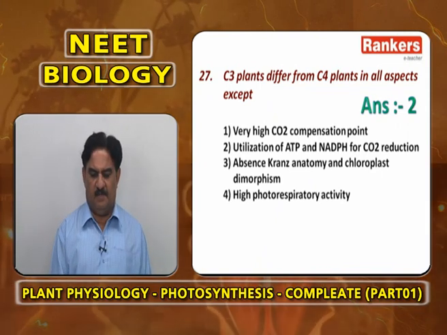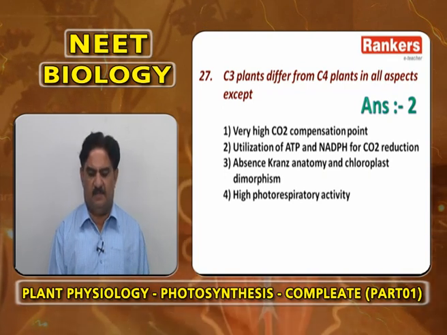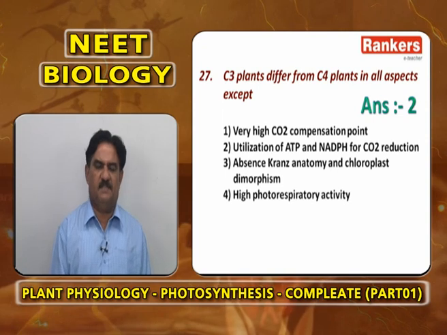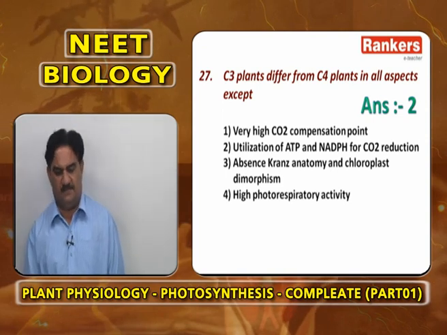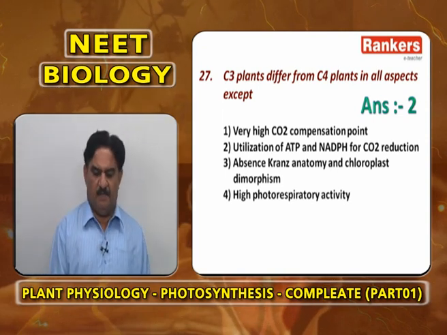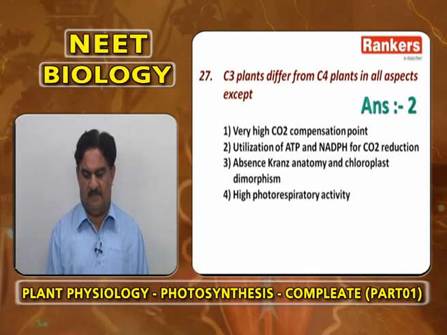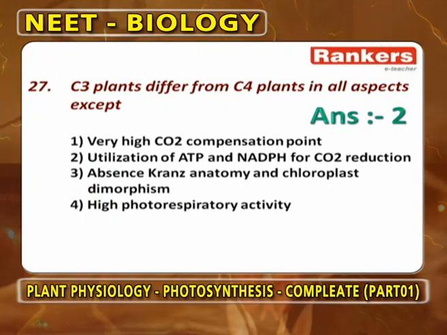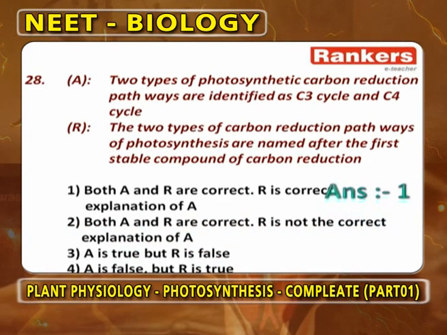Absence of Kranz anatomy and chloroplast dimorphism is found in C3 plants but present in C4 plants. High photorespiratory activity is found in C3 plants, absent in C4 plants. So the common feature is the ability of utilization of ATP and NADPH2 for CO2 reduction. So, second option. This is an assertion reasoning.